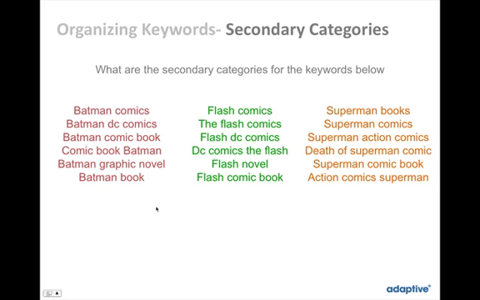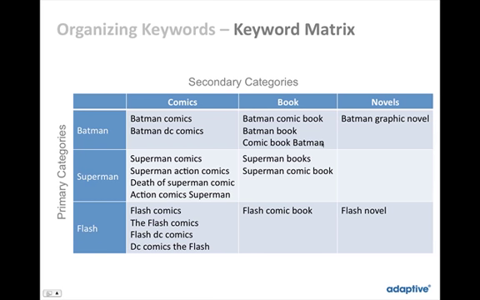Once you've decided your primary categories, the next step is to decide on your secondary categories. So using the same example, the most obvious choice here would be to split it by comics, books and novels, as these get featured within all of the primary keyword categories. What that allows us to do is to create a matrix where you have your primary categories down one side, your secondary categories down another, and then you put the keywords into their relevant matrix boxes.